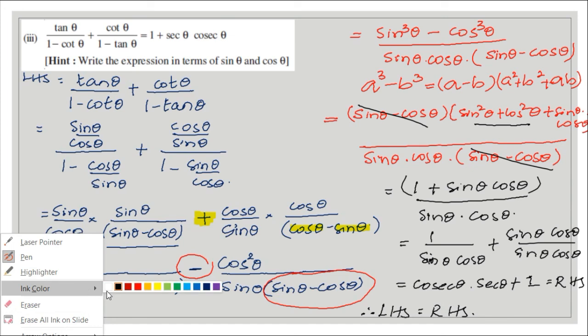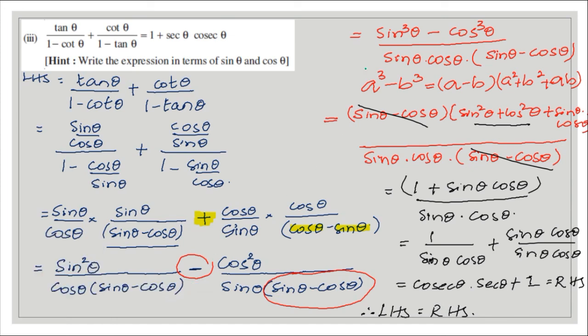Understood? It's very important to be patient while solving questions related to trigonometric identities. At a go, we may not get answers. We need to strive hard to get the result. With this question, I'll end today's session. The remaining questions we shall see in the next session. Thank you.